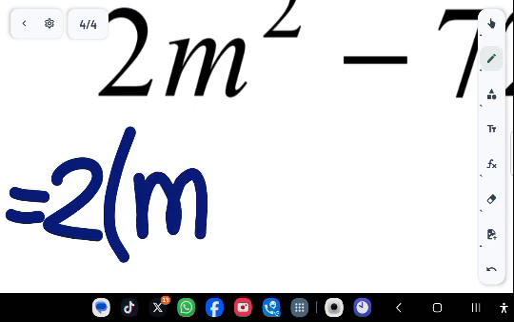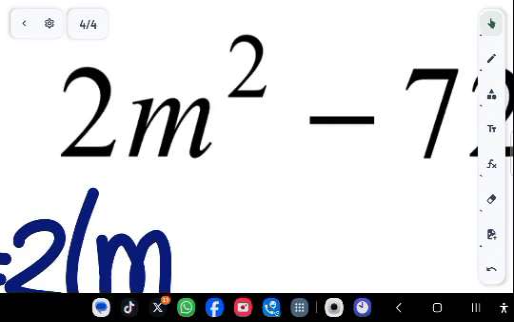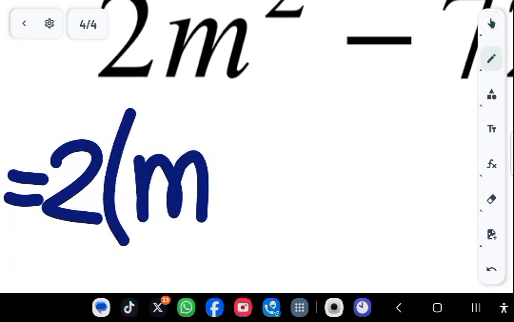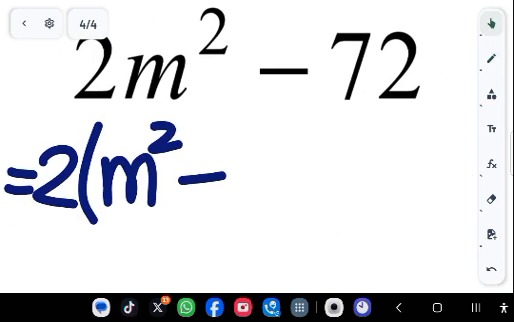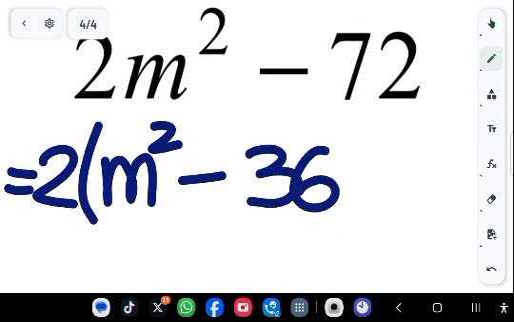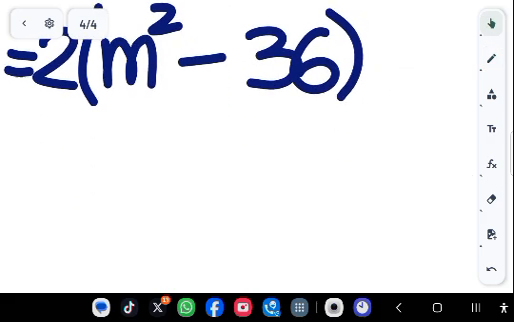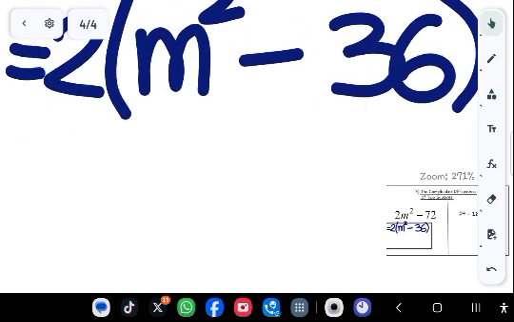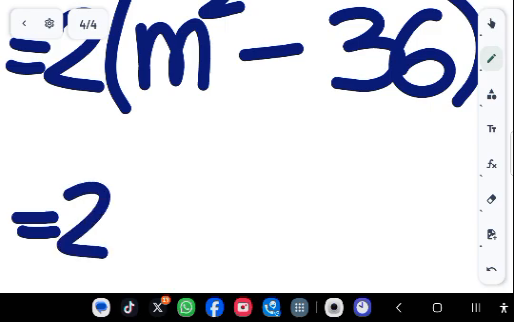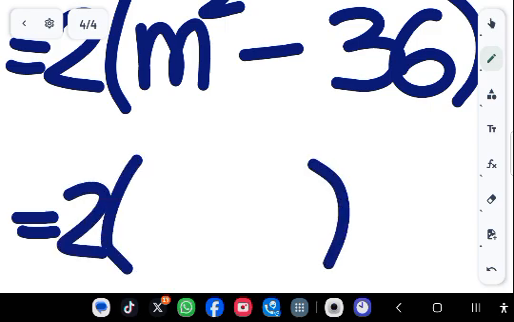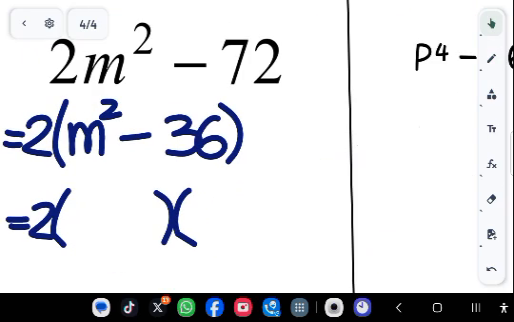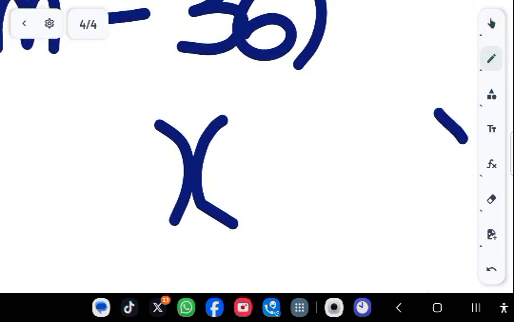So if we take out 2 as a common factor, that will leave us with m squared minus 72 divided by 2, that is 36. Now notice that m squared is the square of m and 36 is the square of 6. So we have a difference of two squares. So now what we do is, after taking out a common factor, that common factor must stay there. And now we go on and factorize the difference of two squares.